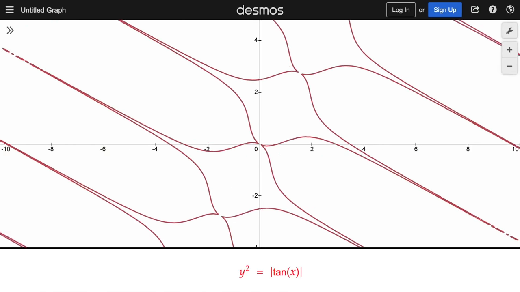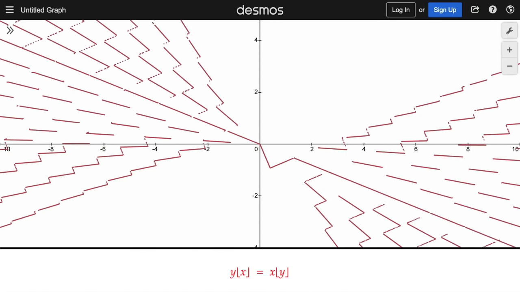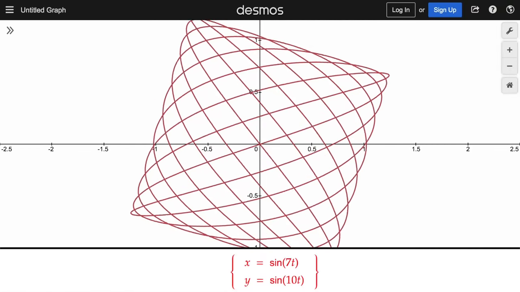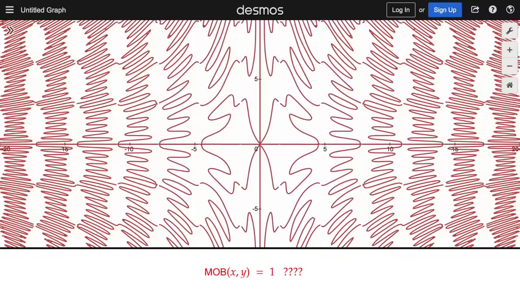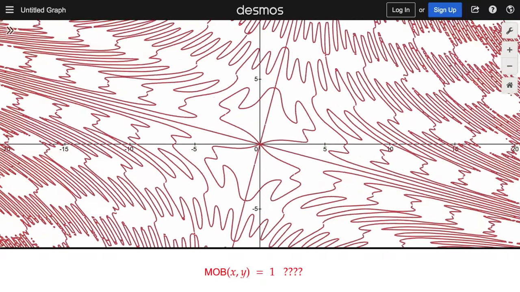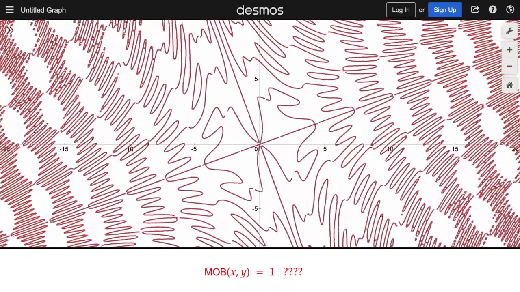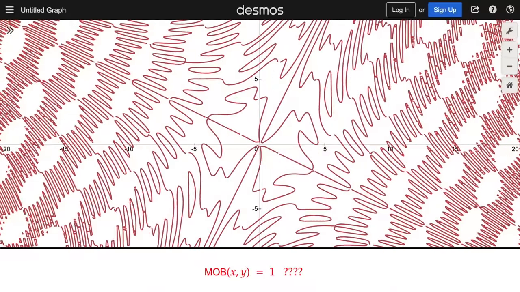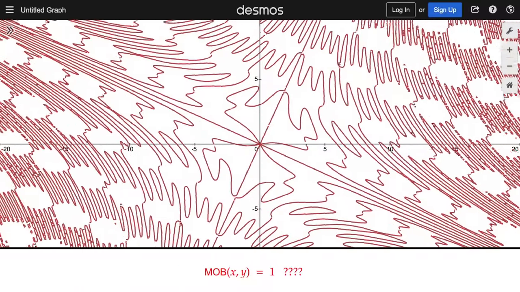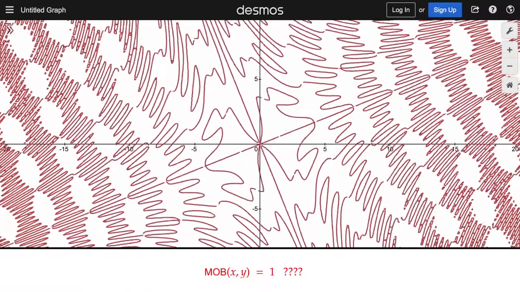non-differentiable curves, discontinuous curves, parametric curves, and even mob. Mob! What is mob? I don't even know what mob means! Doesn't matter, we can still rotate it anyway. I can spin this mob all day, round and around and around and around.